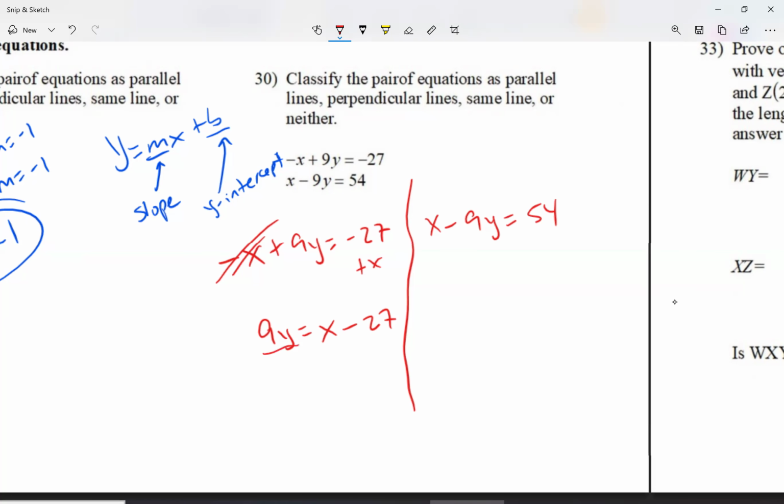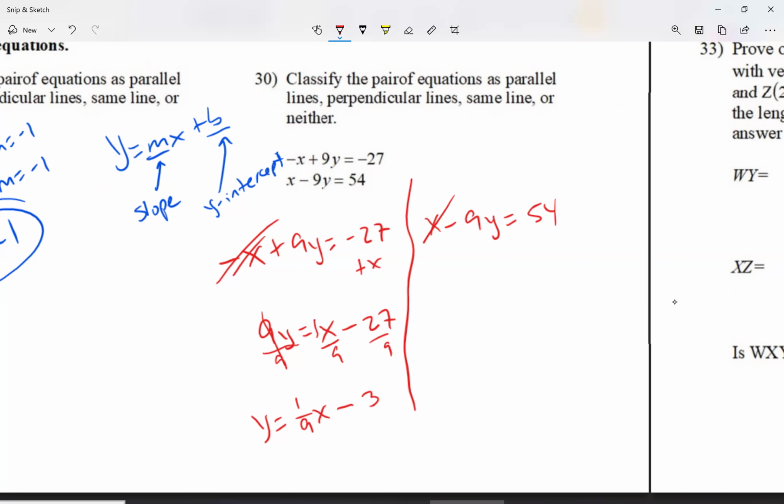Now, I'm going to divide everything by 9, every little thing, so that way I get y by itself. Now here, technically, there's not a number in front of the x. When you don't see a number, technically it is a 1. So I'm going to say here, 1 over 9x minus 27 divided by 9 is 3. I see my slope now. I see my y-intercept. Let's take a look at the next line.